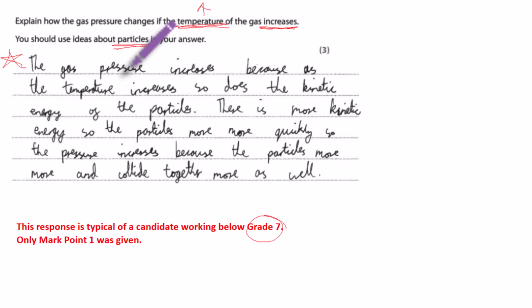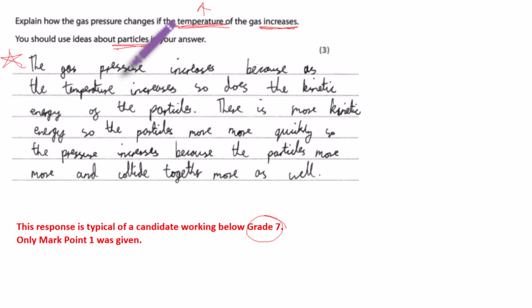Explain why the bottle has collapsed. Okay, let me give you the context here. The bottle is inside an aeroplane, and when the aeroplane descends, the air pressure outside increases, but the pressure inside the bottle remains the same. Right? So let's see what the student has answered.